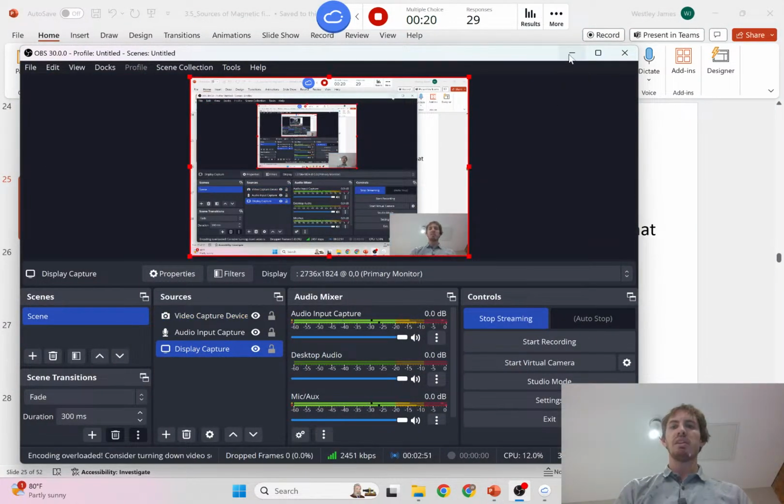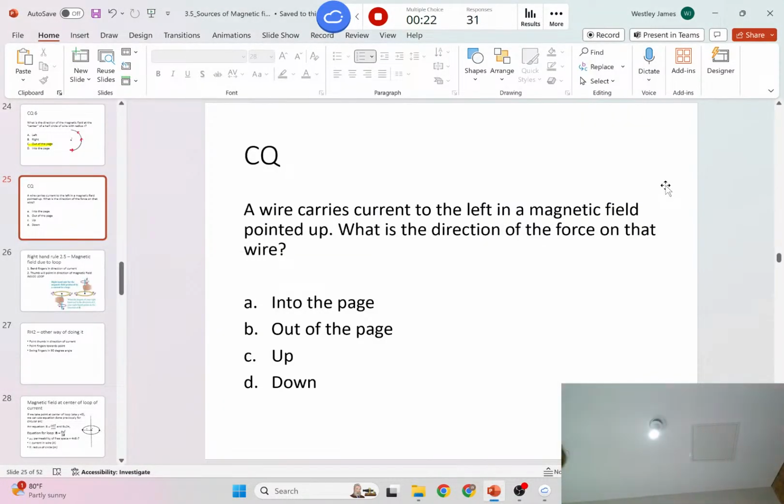There's my face for online people, so when I show this. And yeah, which right-hand rule do I use? Uno or dos? One or two?